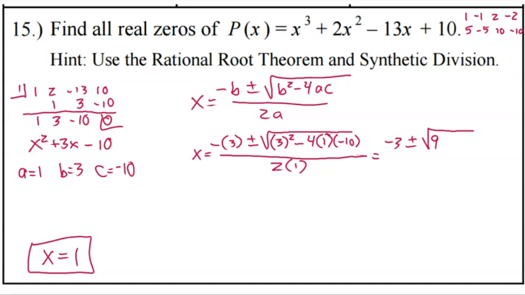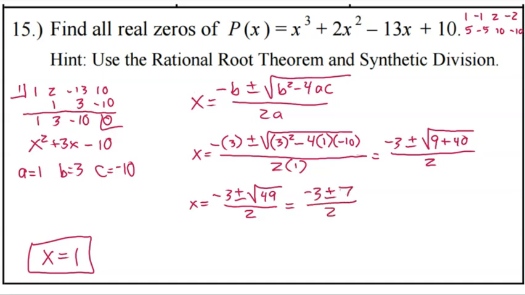Negative 4 times 1 is negative 4, and negative 4 times negative 10 is positive 40. So that's plus 40 all over 2 times 1, which is 2. And so we can rewrite this as x equals negative 3 plus or minus the square root of, and 9 plus 40 is 49, and the square root of 49 is 7. This is over 2. So we have negative 3 plus or minus 7 all over 2.